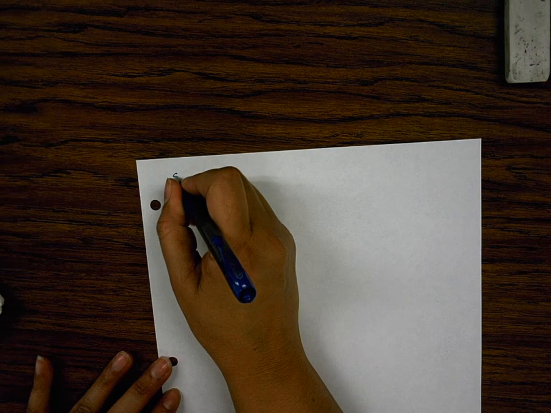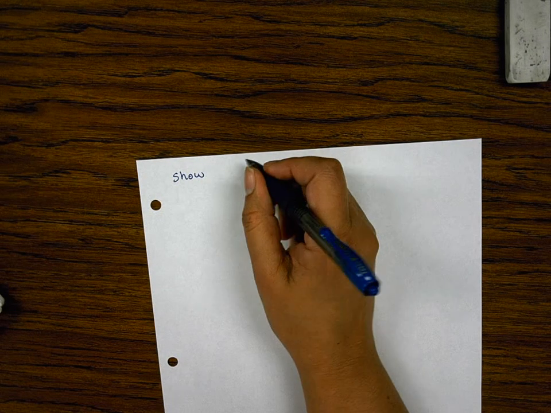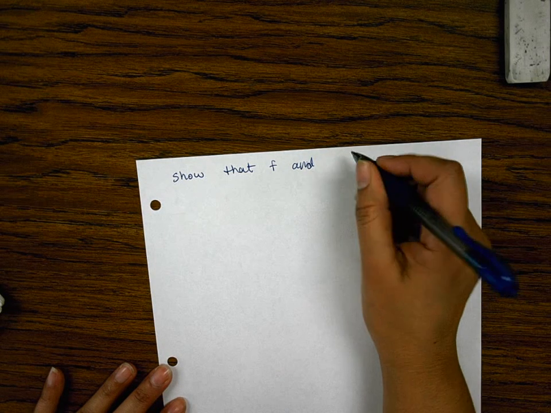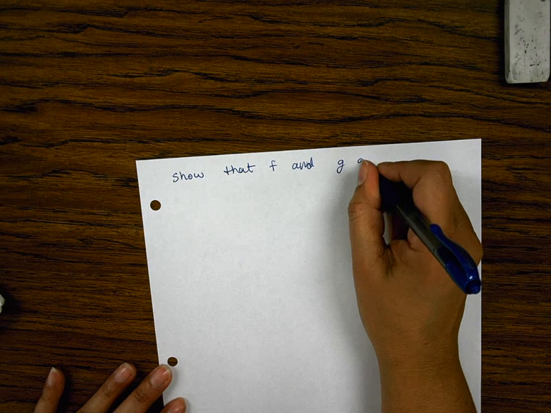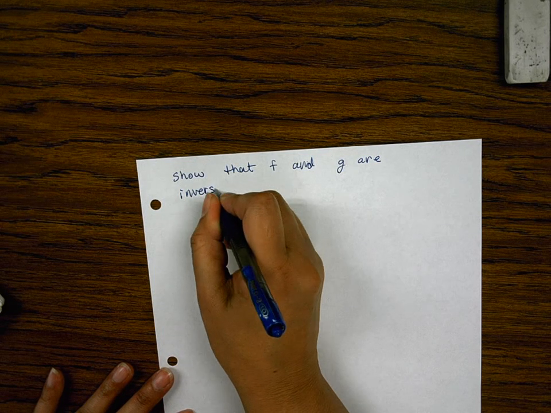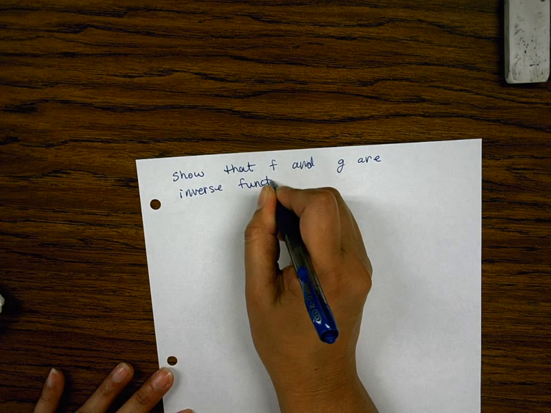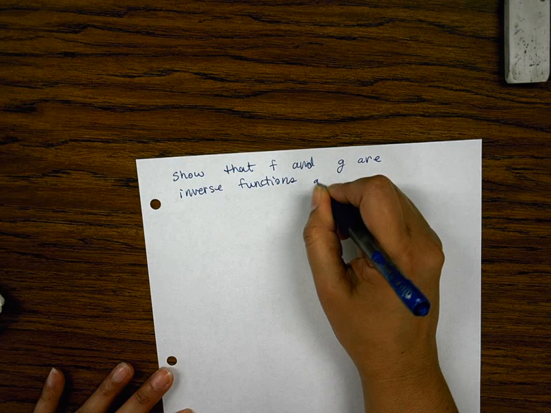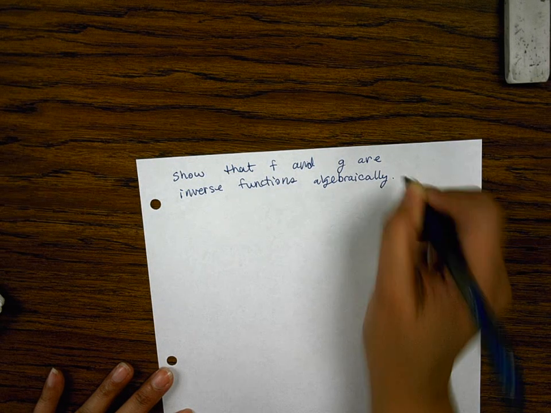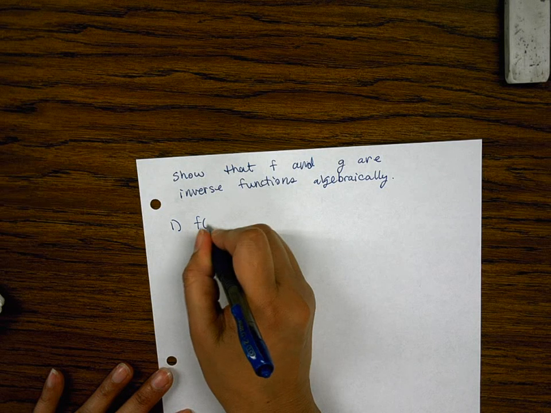Okay, I still have a few more problems to do, but that's it for those types, and those are the ones that do take a little bit longer. So these other ones will go quicker. Show that f and g are inverse functions algebraically.